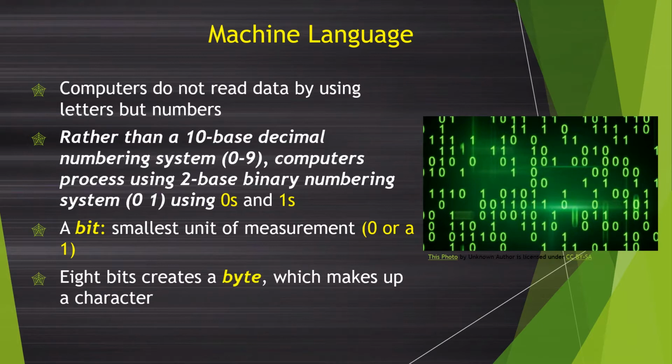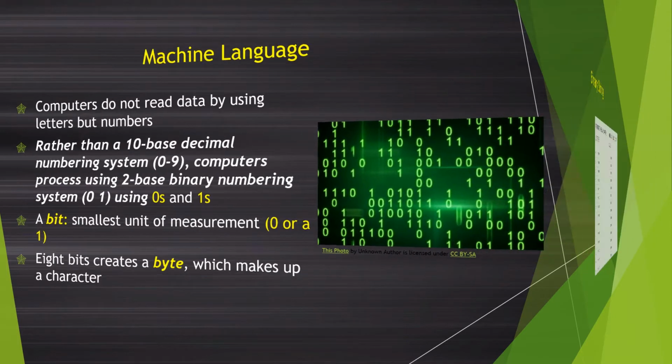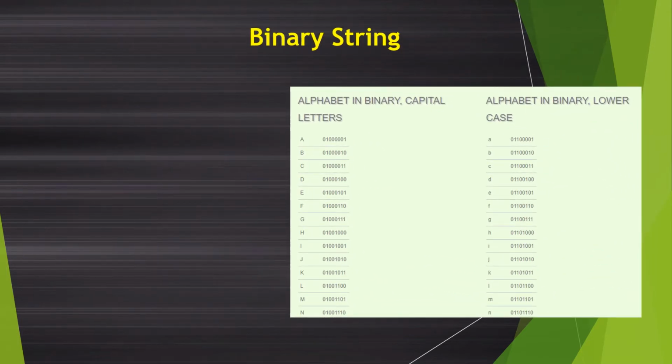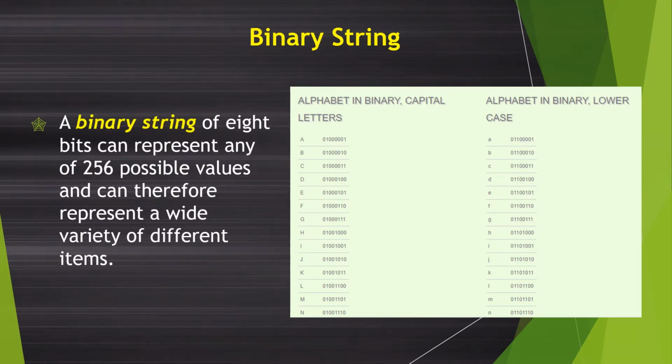8 bits creates a byte, which makes up a character. Binary string. A binary string is 8 bits, and this can represent any of 256 possible values, ranging from 0 to 255. Thus, we can represent a wide variety of different items. If you look on the right, you'll see a diagram that shows the binary string for capital letters and the binary string for lowercase.